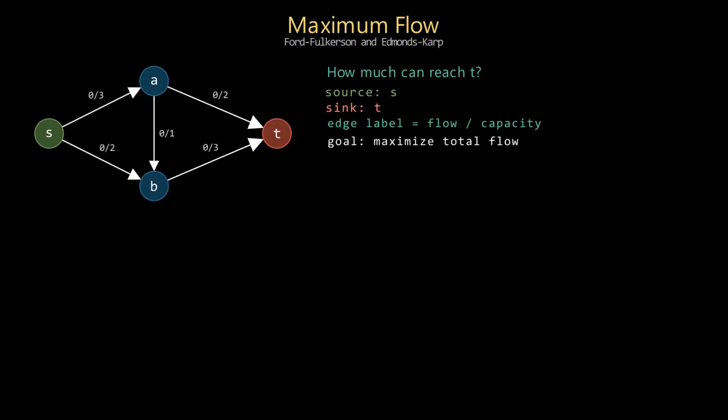Maximum flow is a graph problem. We have a source, called S, and a sink, called T. Each directed edge shows current flow over capacity. Capacity is the most flow that edge can carry. The goal is to send as much total flow as possible from S to T without exceeding any capacity.